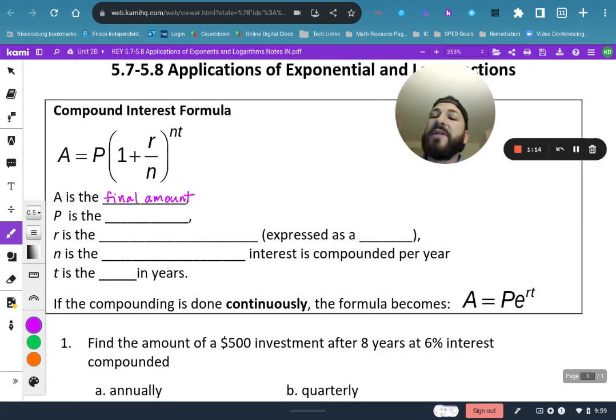Okay, and on the other side, we have P. Everything is being multiplied by P. P is actually the principal. It does have a little bit of a fancy name. But really, in contrast to the final amount, the principal is the initial amount.